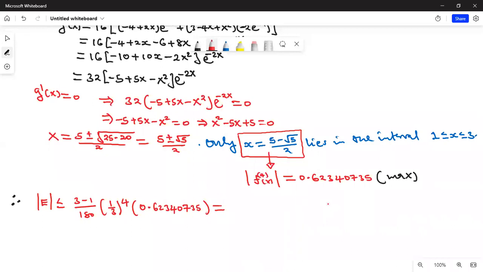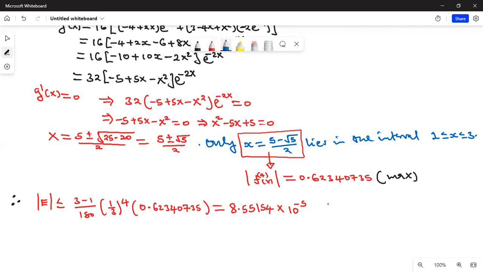When you press in your calculator, this is what you get: 8.55154, and this is times 10 raised to negative 5. What does it mean? That when you use Simpson's third rule, then your error should range between negative 8.55154 times 10 raised to negative 5 and positive 8.55154 times 10 raised to negative 5.